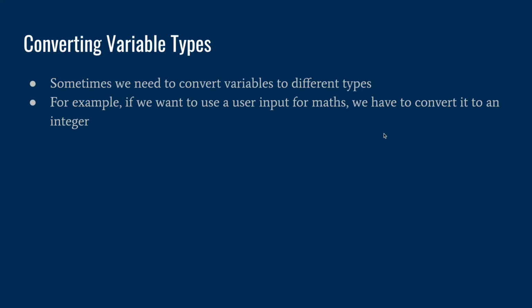So now we have converting variable types. So sometimes we need to convert variables to different types. For example, if we want to use a user input for maths, we have to convert it to an integer, because all user inputs are stored as strings. But if we want to use multiplication or division with it, we need to convert it to an integer first. So let's see how to do that.